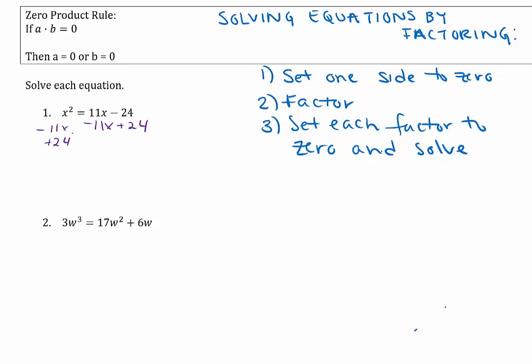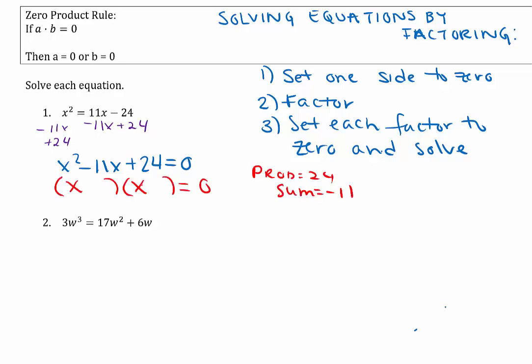In example 1, x squared equals 11x minus 24. The first thing I'm going to do is set the right-hand side equal to 0. I'm going to subtract the 11x and add the 24. Now it doesn't matter which side you set to 0, but factoring is always easiest if the x squared is positive. So now I need to find two numbers that have a product of 24 and a sum of negative 11. Negative 3 and negative 8 work.